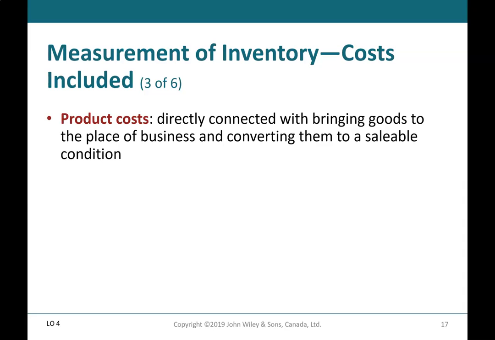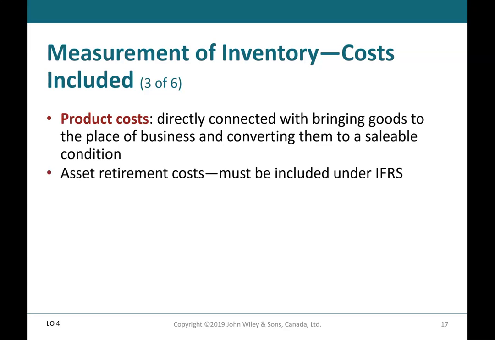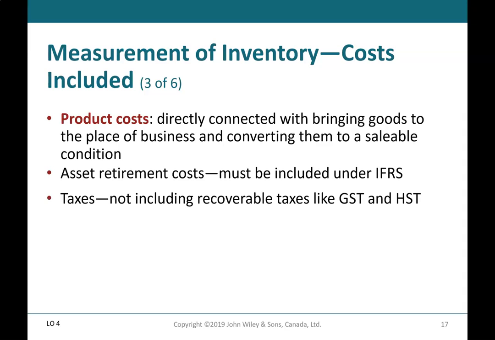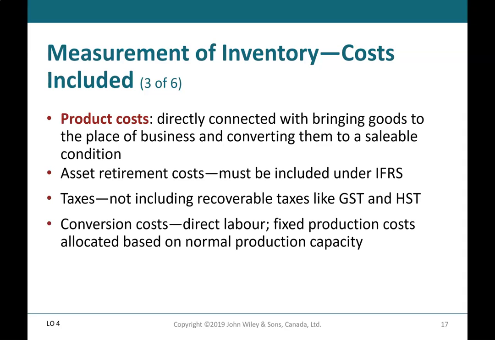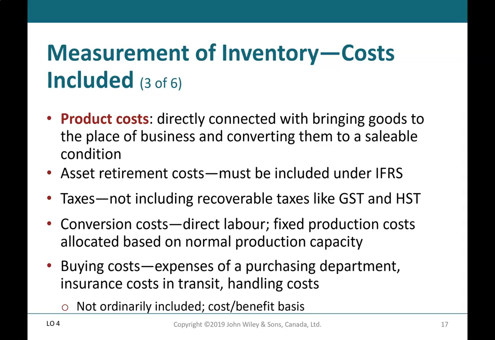Measurement of inventory, costs included, 3 of 6. Product costs, directly connected with bringing goods to the place of business and converting them to a saleable condition. Asset retirement costs must be included under IFRS. Taxes, not including recoverable taxes like GST and HST. Conversion costs, direct labor, fixed production costs allocated based on normal production capacity. Buying costs, expenses of a purchasing department, insurance costs in transit, handling costs, not ordinarily included, cost versus benefit basis.